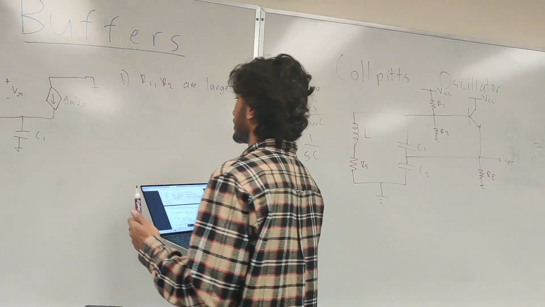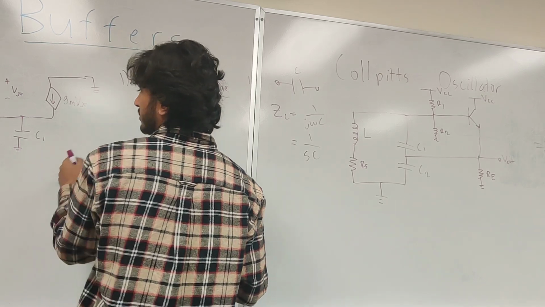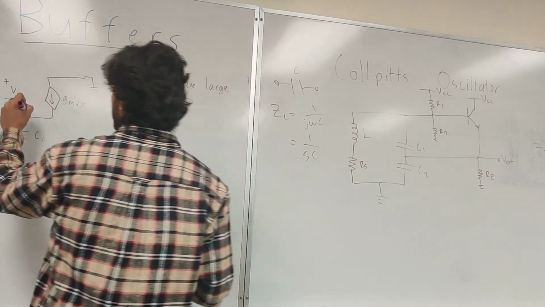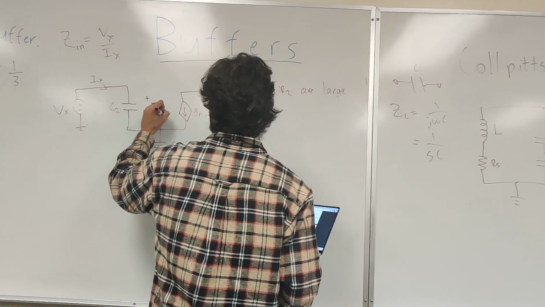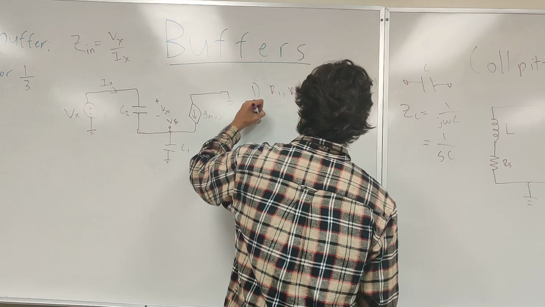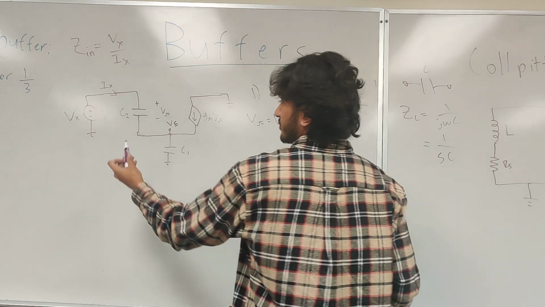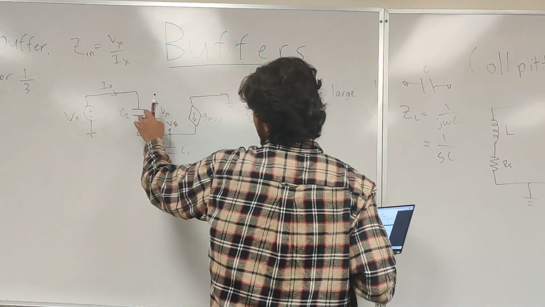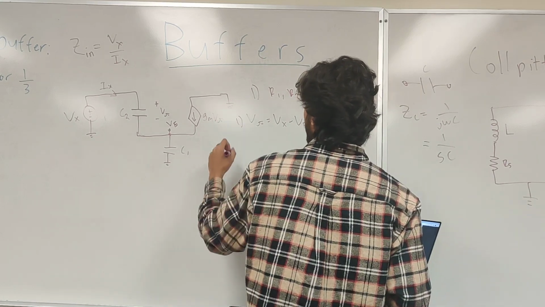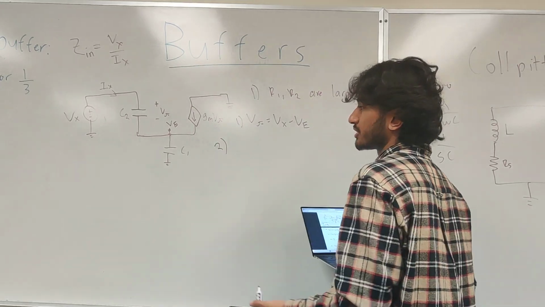Okay, so for equation 1, we know we can do a KVL here. Let's call this VE, right there above this capacitor. So we know that V pi will be equal to Vx minus VE. So we just go from here, this is at Vx, minus V pi equals VE. That's how we get this. So that's equation 1.